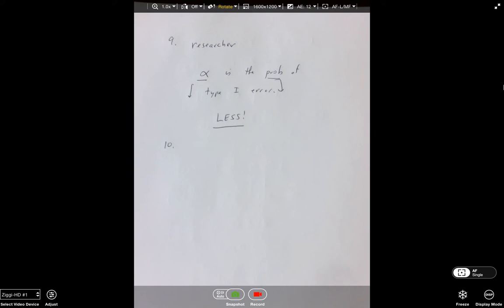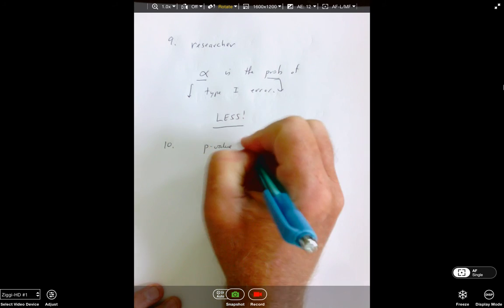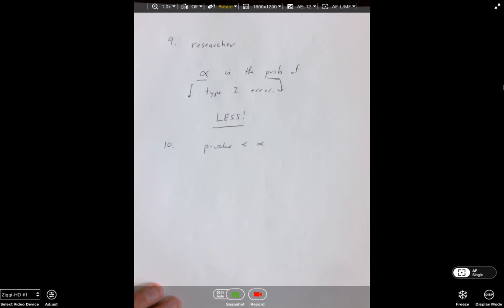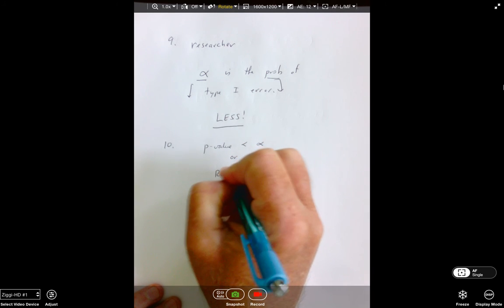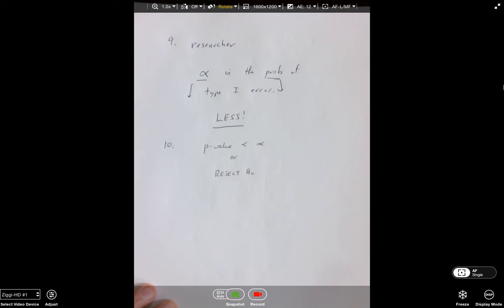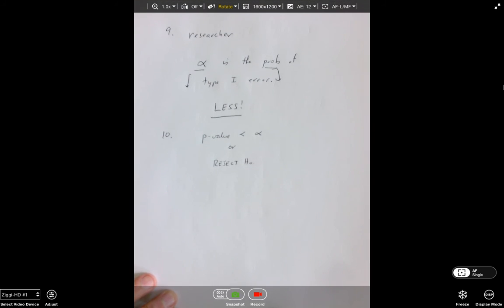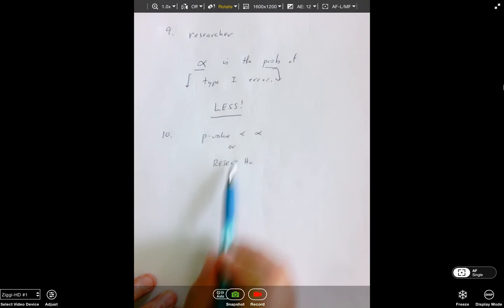If a test of hypothesis is conducted, when is the result considered statistically significant? Well, it's when your p-value is less than alpha, or when you reject the null hypothesis. Okay? You might say, well, those are the same things. Sort of true. When your p-value is less than alpha, you reject the null.